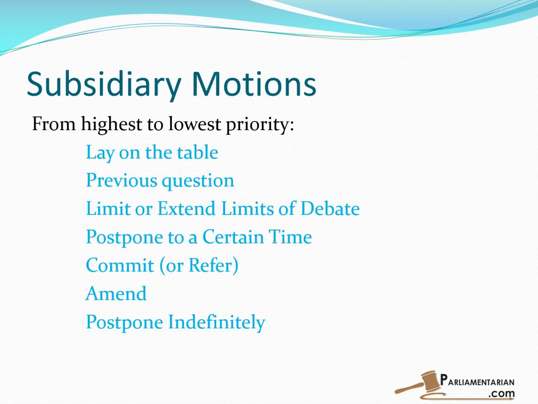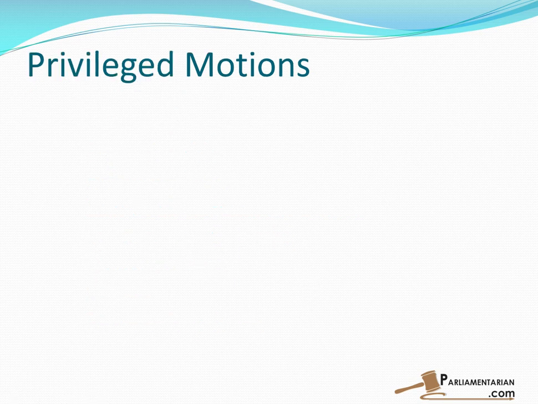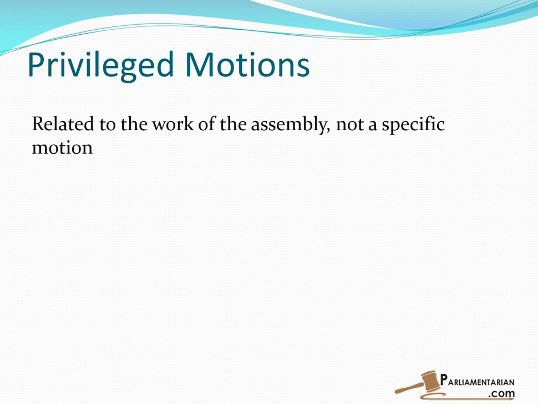Now, just to review, we talked about these subsidiary motions, and we've already discussed those in detail. So now we're going to move on to a higher level. Remember that these subsidiary motions are in order, which means that when one of these is on the floor, anything above it is in order to be moved, and those below it are not in order. So the same idea applies to privileged motions. Privileged motions relate to the work of the assembly, but not to a specific motion.